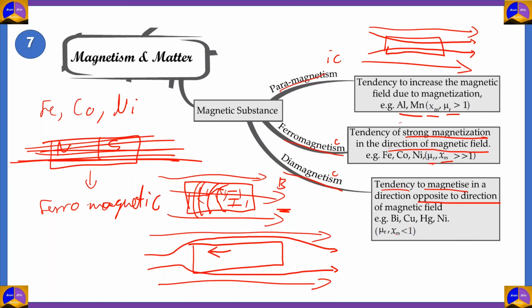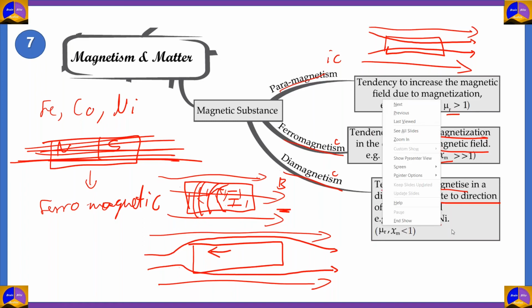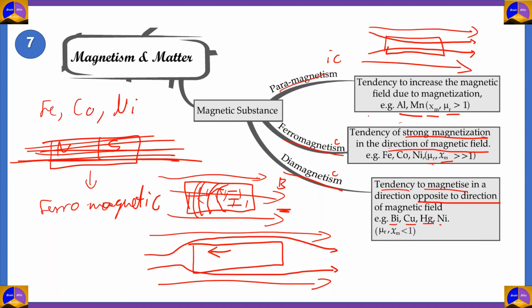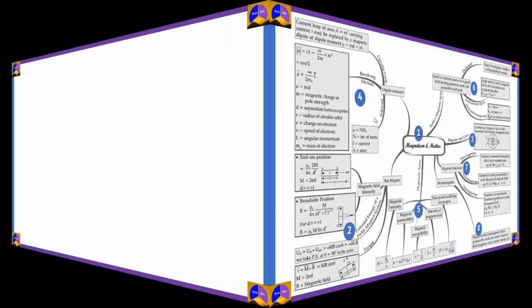Now, for these scenarios, the magnetic susceptibility, Xi, and the relative permeability, mu r, are less than 1. So both of these quantities are less than 1 for elements such as bismuth, copper, mercury, and sometimes nickel. Now, ferromagnetic substances can be converted into paramagnetic substances when we heat them at high temperatures. At temperatures above a certain temperature known as Curie temperature, we can observe the change in property from ferromagnetic to paramagnetic. So that completes our study of magnetic substances.